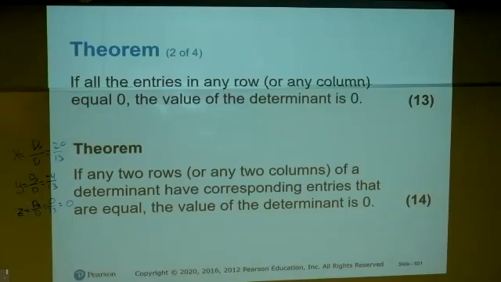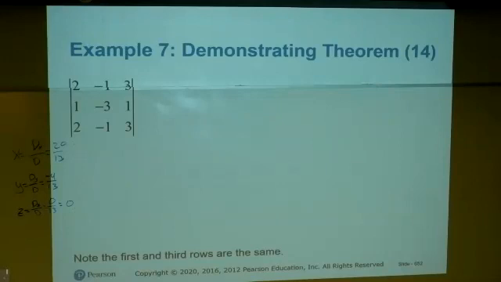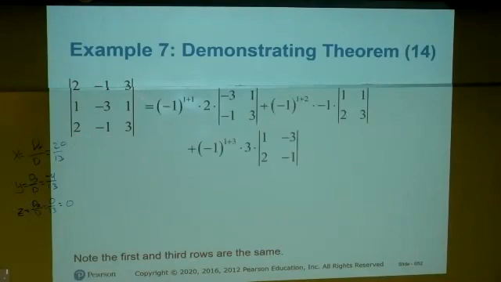If any two rows or any two columns of a determinant have corresponding entries that are the same, they'll show an example, then the value of the determinant is 0. All right, the example they give is the top row and the third row are the same. They put that in a note down here. Note the first and third row are the same. And so they go through the process of finding those determinants.